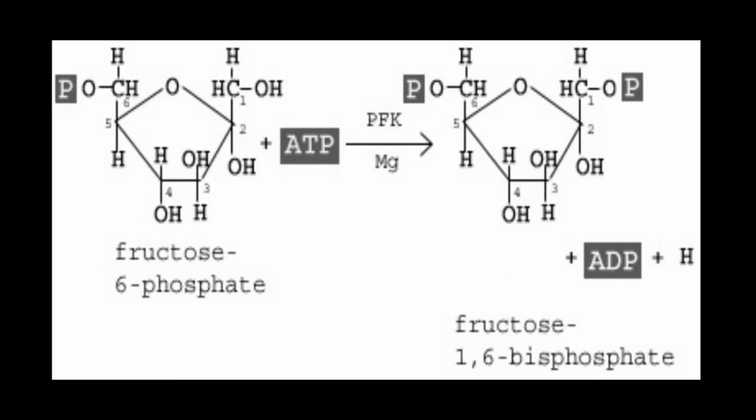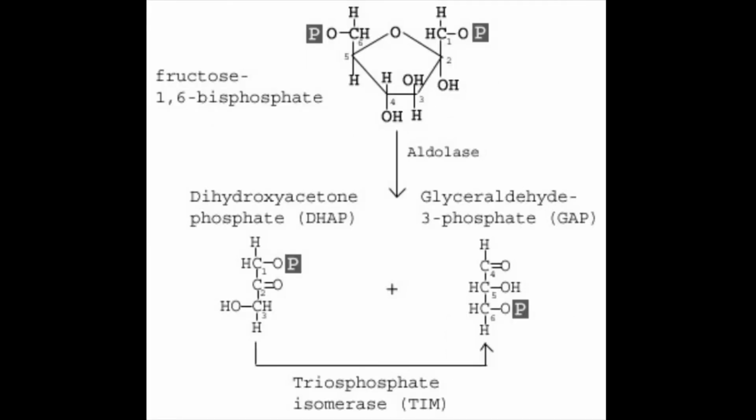Step 3, the conversion of fructose 6-phosphate to fructose 1,6-bisphosphate, is a key step in the regulation of glycolysis. This step adds another phosphate group to carbon 1 of fructose and is regulated by phosphofructokinase, PFK. The purpose of this reaction is to trap the sugar in its more unstable ketose form because, unlike glucose, fructose can be readily cleaved into 2 3-carbon fragments, one of which is GAP.